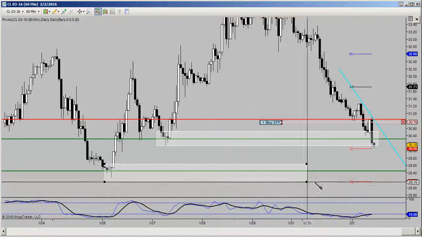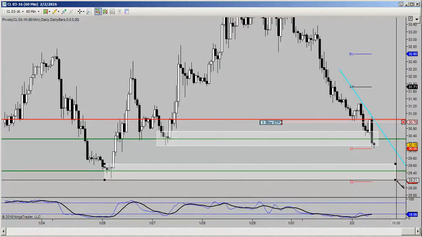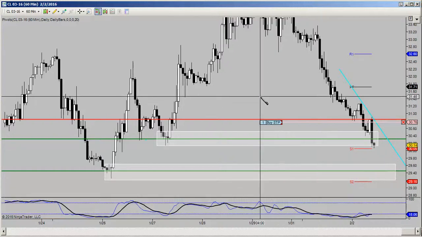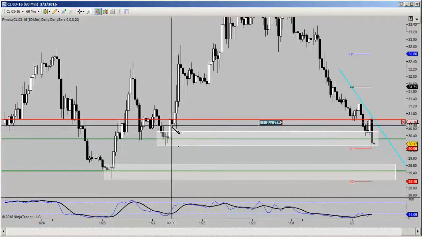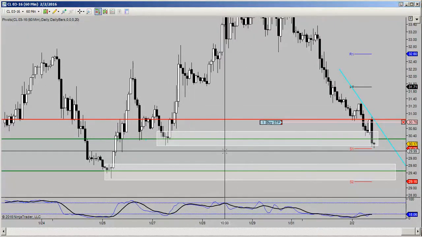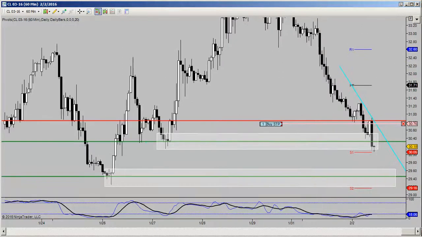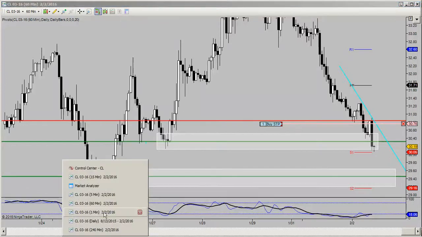Bring that box on over, and see where we go. So we've definitely broken this support level here. I'm gonna give that a little more time. Go to the 15.